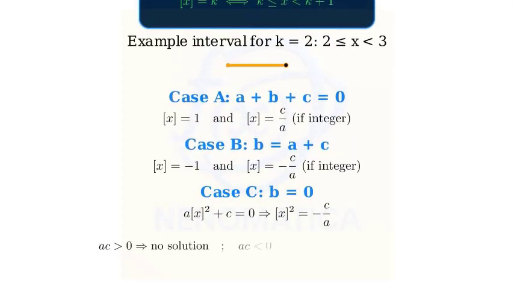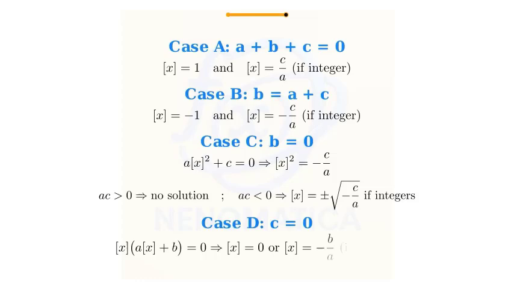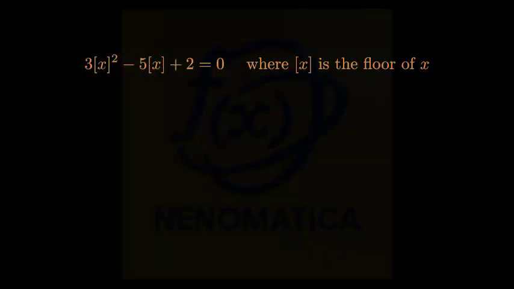Case C, if b equals 0, then a times the floor of x squared plus c equals 0. If ac is positive, there is no solution. If ac is negative, the floor equals plus or minus the square root of negative c over a, whenever those are integers. Case D, if c equals 0, then the floor of x times a floor of x plus b equals 0, giving either floor of x equals 0 or floor of x equals negative b over a if that value is an integer.